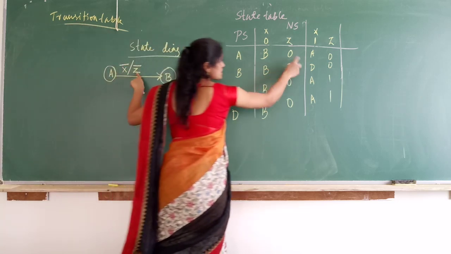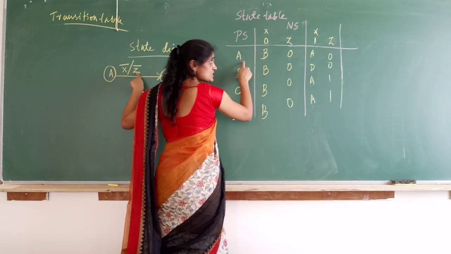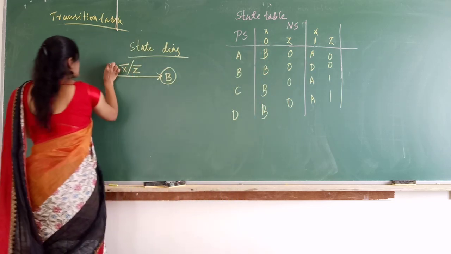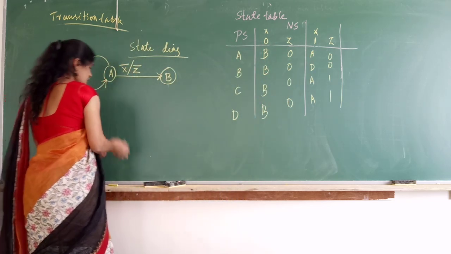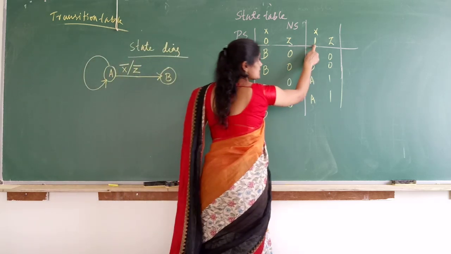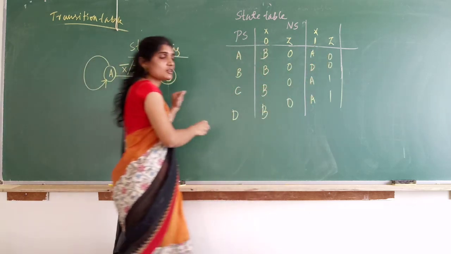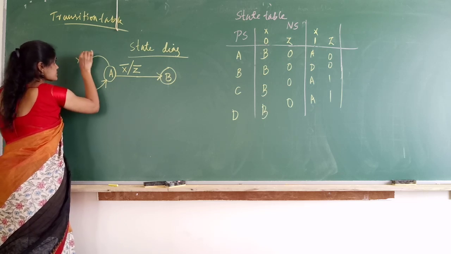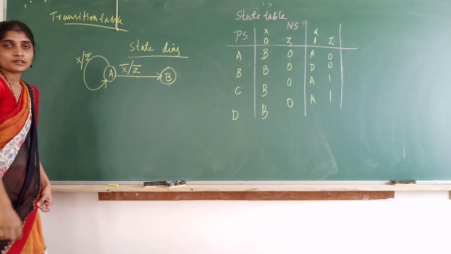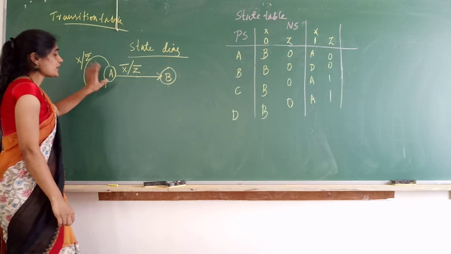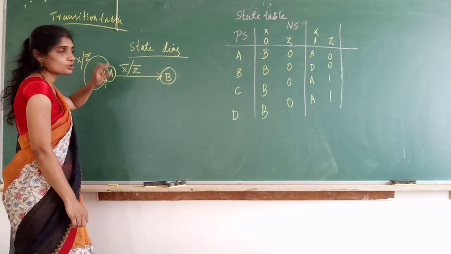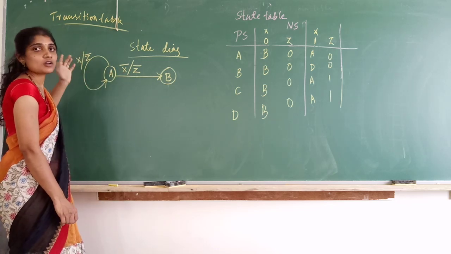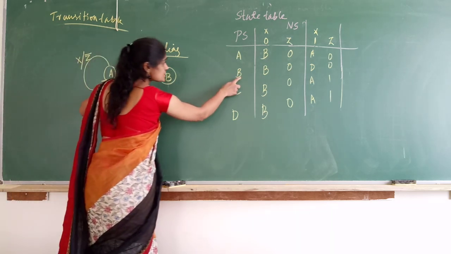Similarly, if the present state is A, next state will be A only when x is 1, and output is 0. When x is 1, I write x, and output is 0, so z bar. Very simple. So from any state, two arrows should go out. One is when x is 0, one more is when x is 1. That's all.